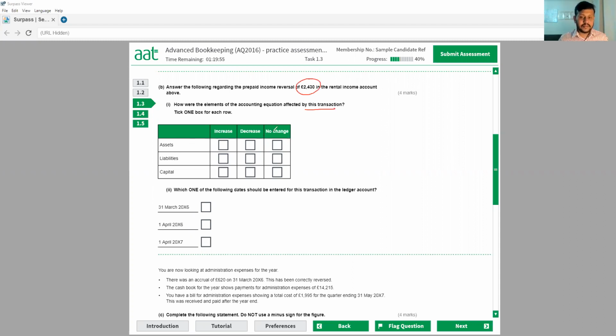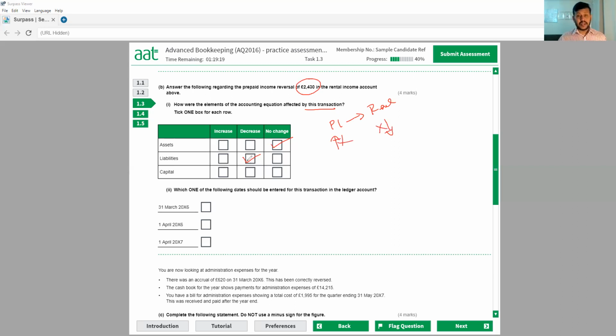The asset has no connection with the prepaid income anyway. Remember that. If it is a prepaid expense, then it creates an asset. But prepaid income is a liability, it's not an asset. So asset has no change. The liability will be decreased because last year it was my liability. So for the last year, it was my prepaid income, so it was creating the liability. But this year, when I make the reversal, then it will reduce my liability. So increase the liability and decrease the liability, it will be equal and it will be no impact, 0.